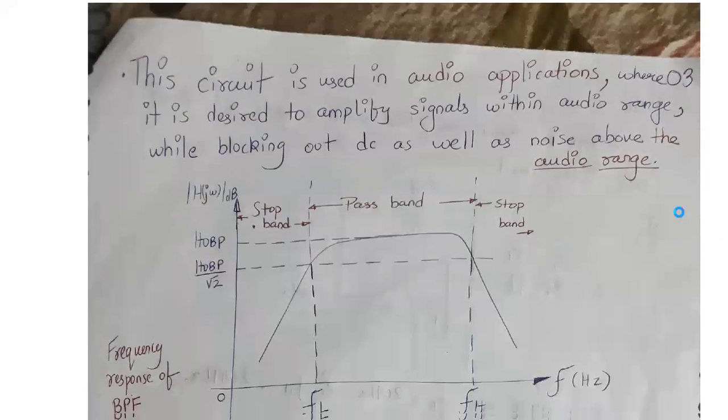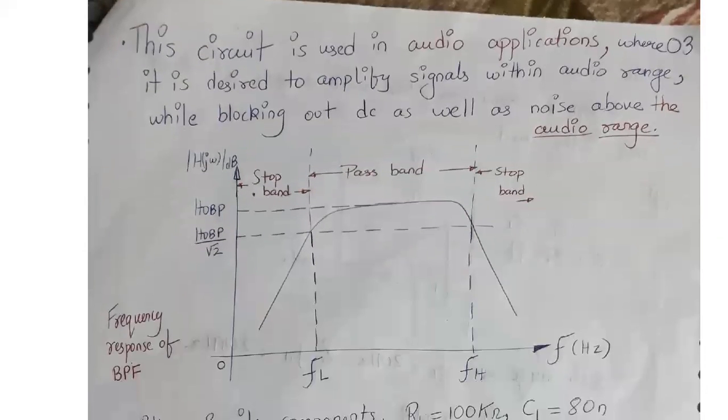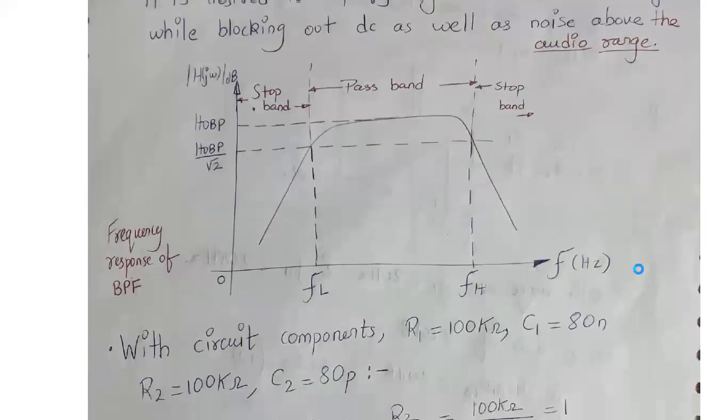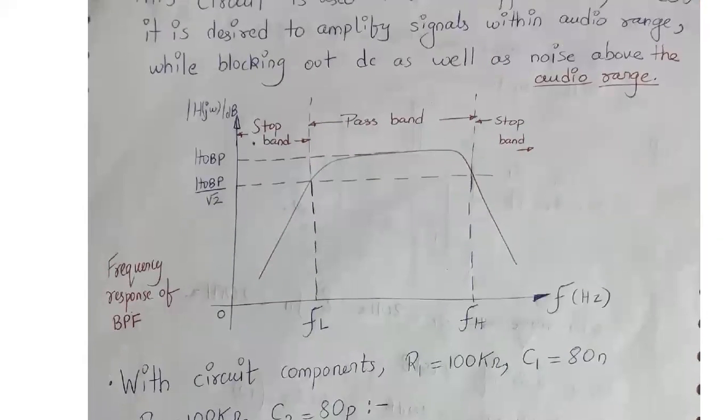Okay. So this circuit is used in audio applications where it is desired to amplify within an audio range while blocking out the DC as well as noise above the audio range. So the frequency response will look something like this. You have two frequencies, FL and FH. Only frequencies between FL and FH will be passed. That means it will be in the passband region.